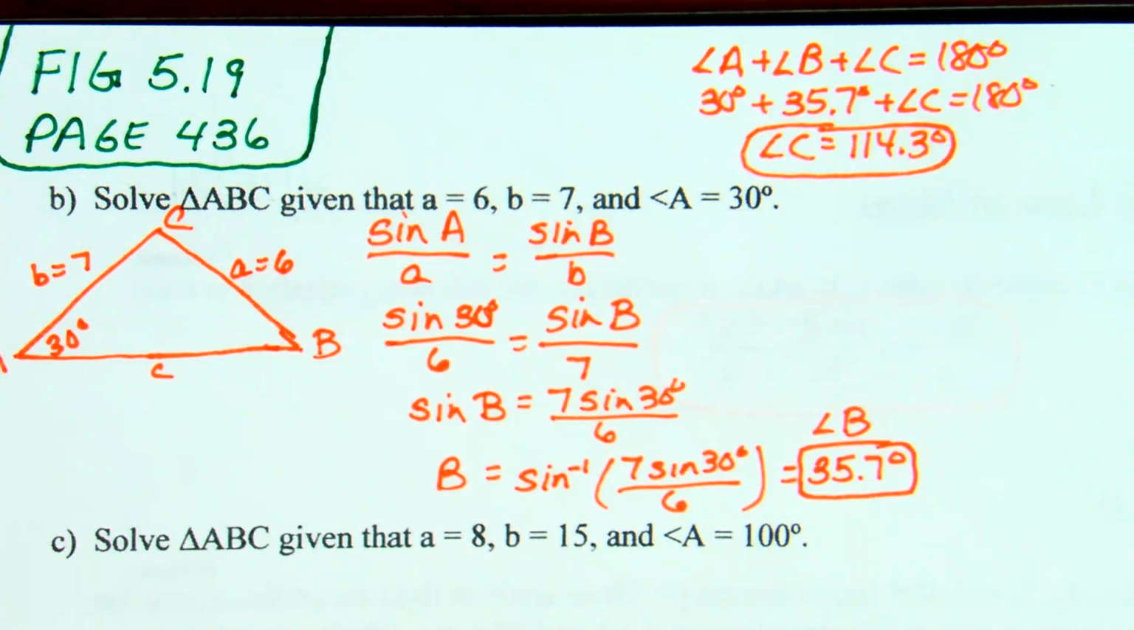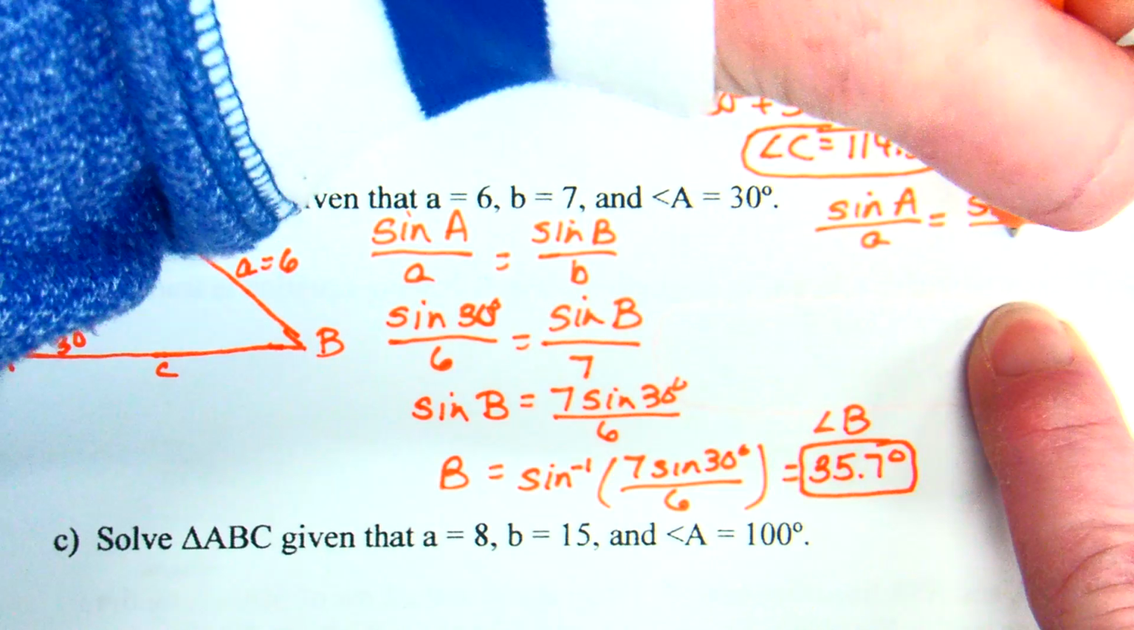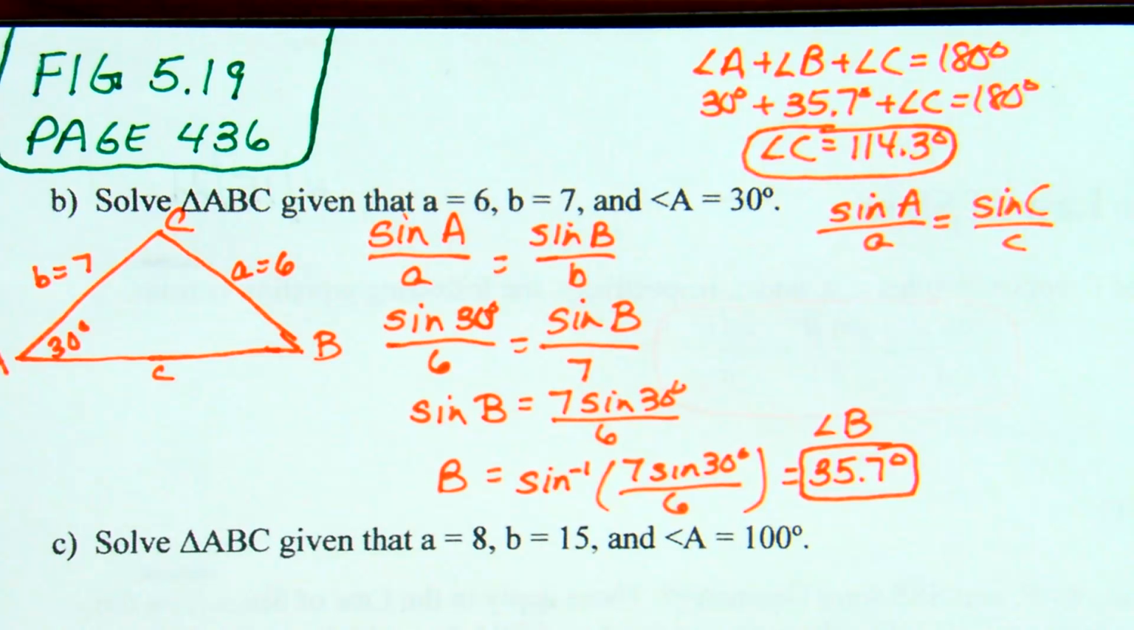And now we can find side C, because we just found angle C. So now we're ready to find side C. We use side A. I'm going to use my A's again, so I'm not using rounded values. So sine A over A is equal to sine C over C. Remember, I still have a second triangle to do, so I'm not all the way to the right of my page by far.